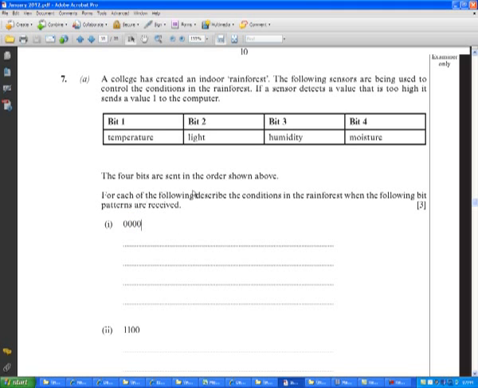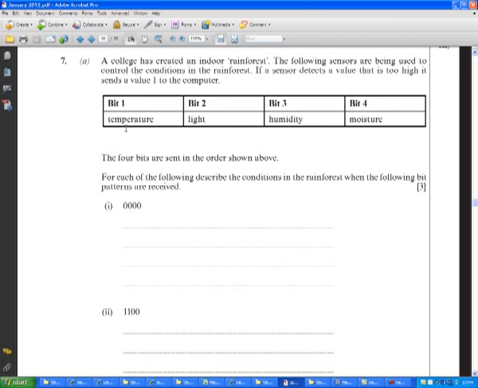So straight away we know that for each of the following we describe the conditions in the rainforest. So on this one we can say that the temperature values are normal, they're within the normal range, they're not too high. Light values are normal, humidity values are normal, and moisture values are normal. All we know is that if it's too high, it will send a 1. So a good word to describe their current state when they're all at 0 would be normal. So all the conditions in the rainforest, when it returns these 4 digits, are normal. You should identify each one, so you should say temperature equals normal, light equals normal, humidity equals normal, and moisture equals normal.